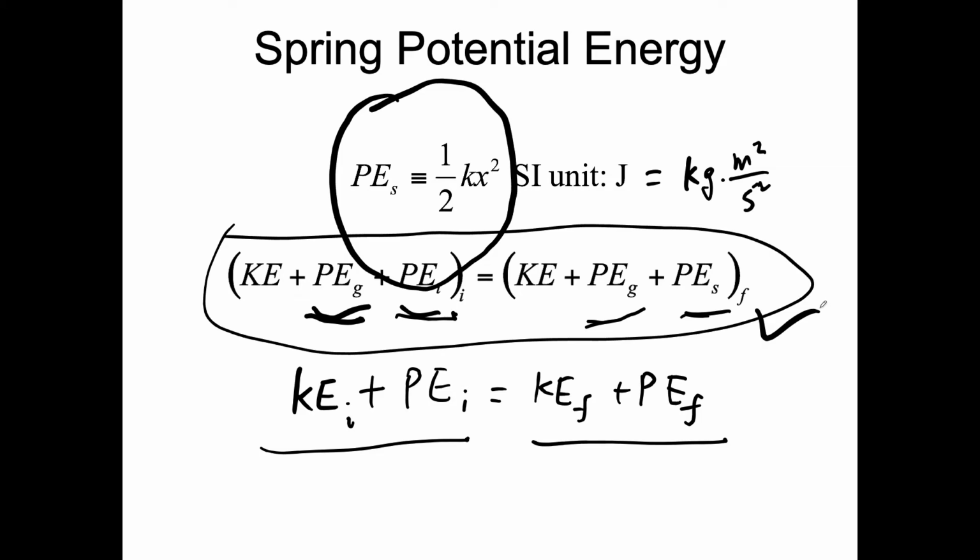If there is only gravitational force, then we just need to include gravitational potential energy in the problem. If there is only spring force, we only need to include elastic potential energy in the problem, also called spring potential energy.